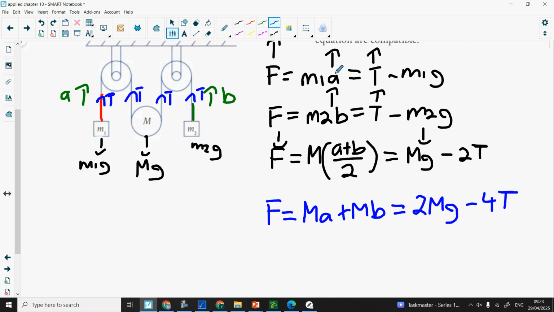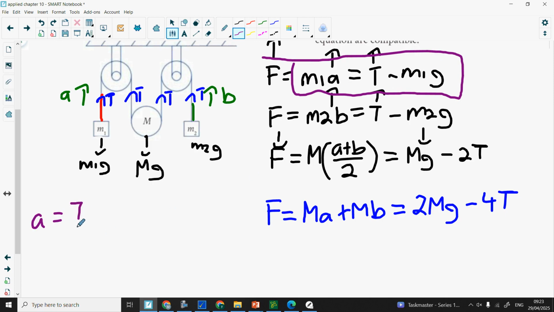So here's what I'm thinking. For the purple equation here, I'm dividing by m1. So I'm going to get a equals T over m1, and then the m1's cancelled, just leaving me minus g. For b, it's going to be the same thing, isn't it? Except it's going to be m2 minus g, is that right? No.